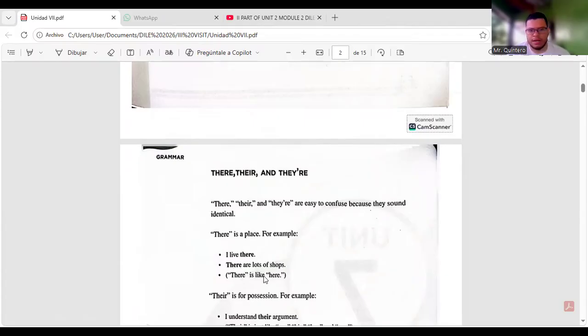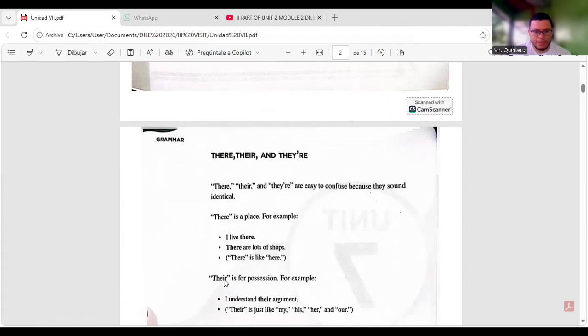There are lots of shops. Hay bastantes negocios. There is like here. Ahí es como aquí. Their is for possession. Their es utilizado para posesión. For example, I understand their argument. Yo entiendo sus argumentos. Their is just like my, his, her, and our. Their es prácticamente como un posesivo, igual que cuando yo digo mío, suyo, de ella, de nosotros.